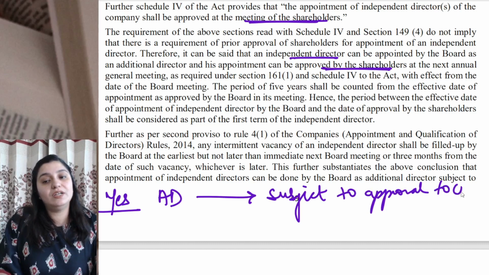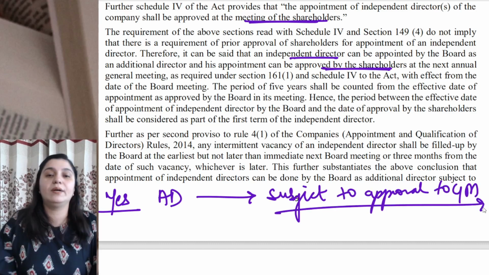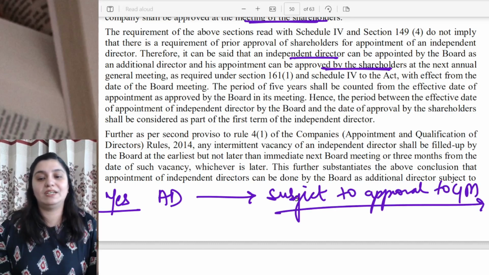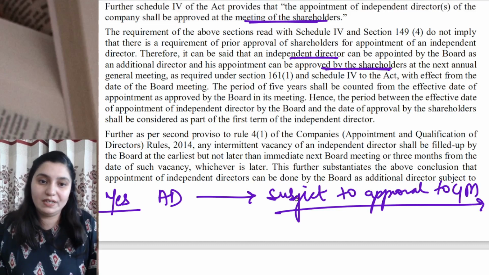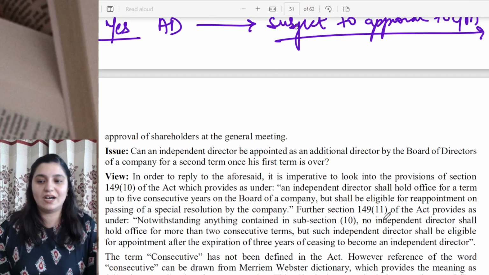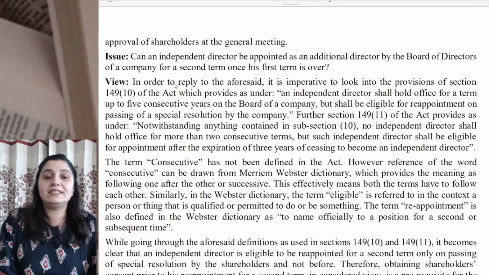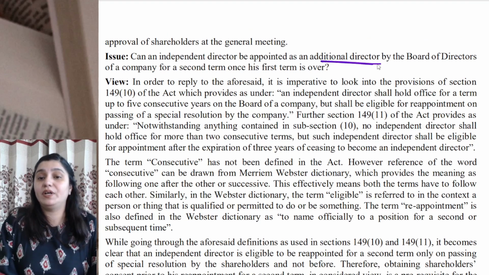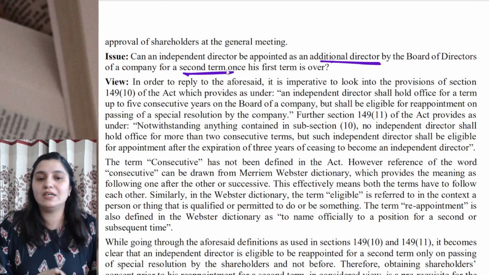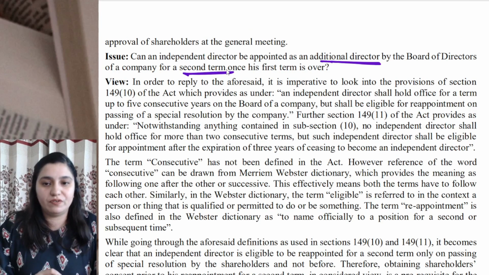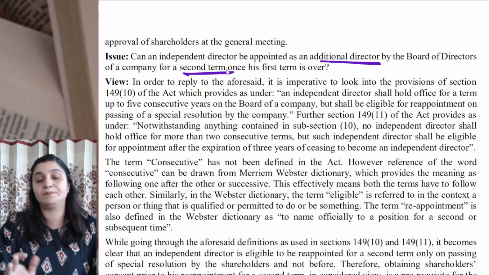तो दोनों चीजें हो गईं, दोनों चीजें satisfy हो गईं. बोर्ड ने appoint कर दिया और general meeting ने उसकी appointment को approve कर दिया. So this is how we need to check. Next is, can an independent director be appointed as an additional director by the board for a second term? The earlier question was for the first term and this is for the second term.